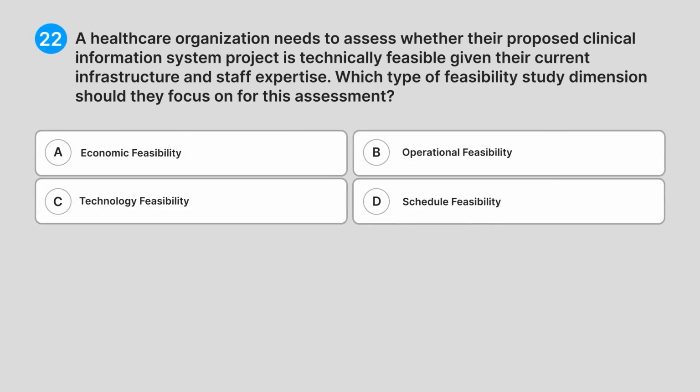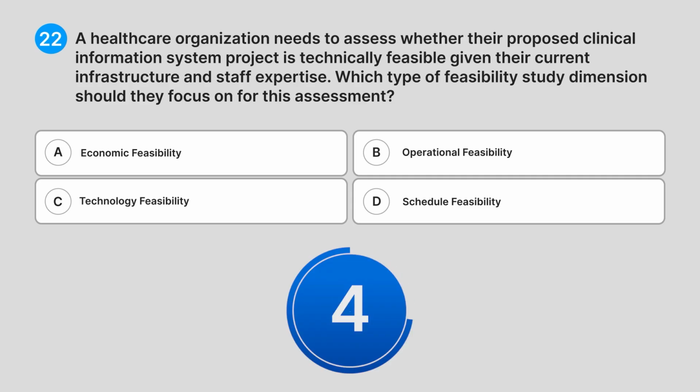22. A healthcare organisation needs to assess whether their proposed clinical information system project is technically feasible given their current infrastructure and staff expertise. Which type of feasibility study dimension should they focus on for this assessment? A. Economic feasibility. B. Operational feasibility. C. Technology feasibility. D. Schedule feasibility. Do you know the answer?